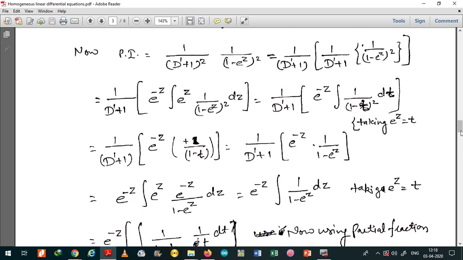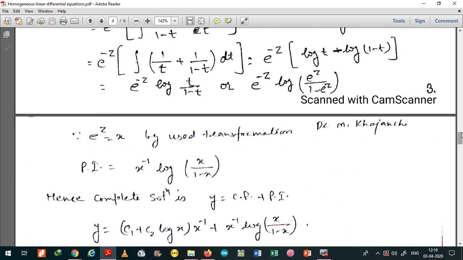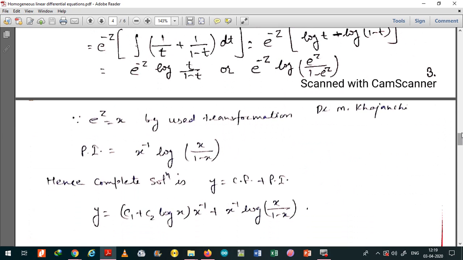Again to solve it, we assume e^z = t, and when we solve this integration we find the final result: e^(-z) log t - log(1 - t). When we replace t with e^z back, we get e^(-z) log(e^z / (1 - e^z)). Here e^z = x, so PI can be written as PI = x^(-1) log(x / (1 - x)).